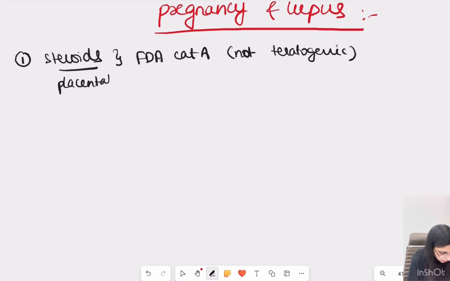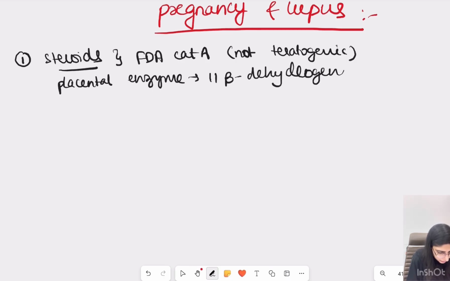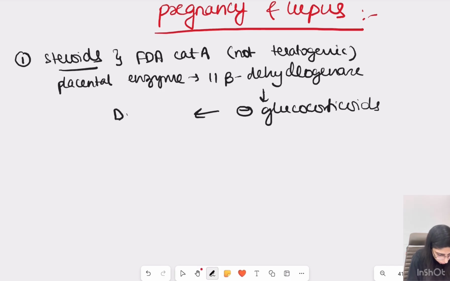What happens is there is an enzyme in the placenta which is 11 beta dehydrogenase. Now, when placenta releases this enzyme, it inactivates glucocorticoids. So the glucocorticoids do not harm the fetus because they do not reach the fetus. But it cannot deactivate dexamethasone.